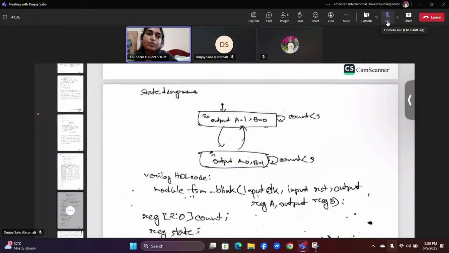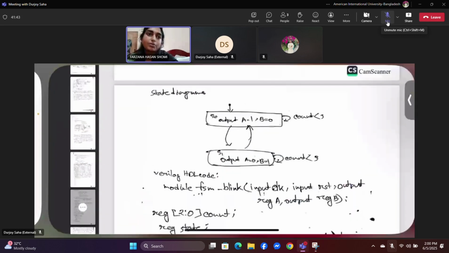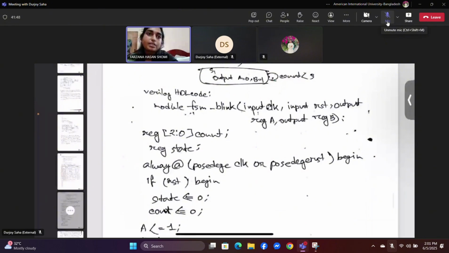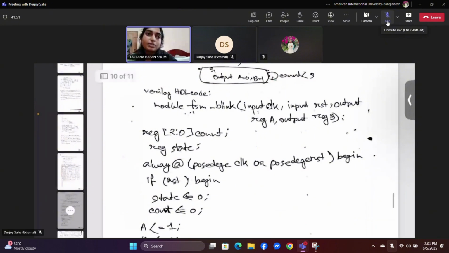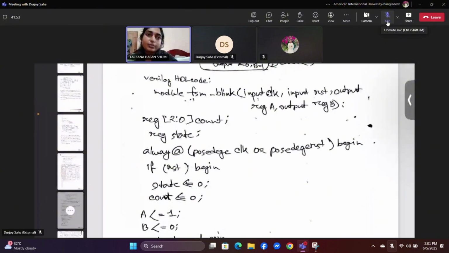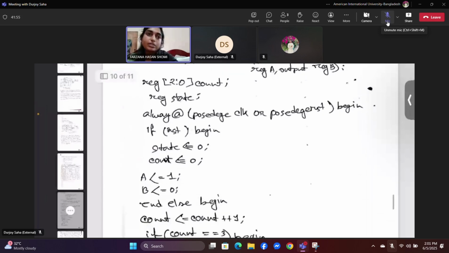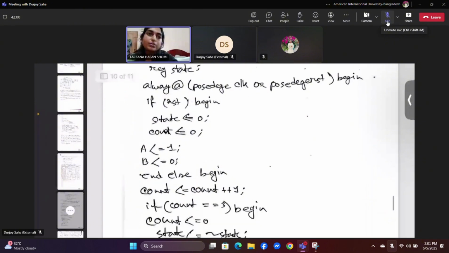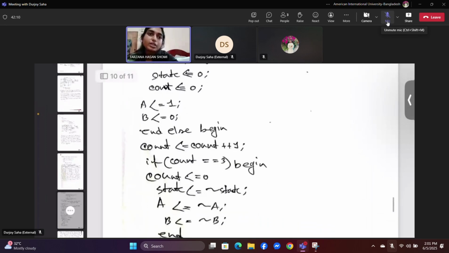Now looking at the Verilog code implementation. The module is named FSM Blink. It takes a clock and reset as inputs and produces two outputs, A and B. We declare a 3-bit counter and a single-bit state register. On reset, the FSM initializes: the state is set to 0, the counter is cleared, and the outputs are set to A = 1, B = 0.